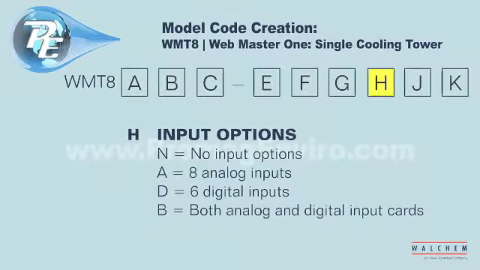The next selection is Input Options. The letter N represents no input options. The letter A represents 8 analog inputs. The letter D represents 6 digital inputs. And the letter B represents both analog and digital input cards.